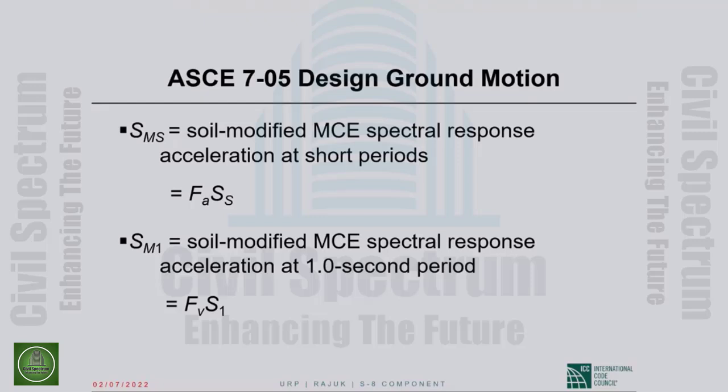We likewise multiply the long period map quantity S sub 1, which we found from the USGS website, by the long period site coefficient F sub V, obtaining S sub M1, the soil modified long period ground motion parameter. The difference between S sub M1 and S sub 1 is that S sub 1 is for site class B, S sub M1 is for our particular site class.